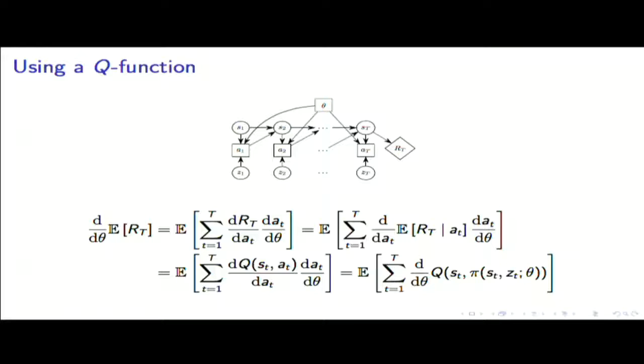And finally, we can pull this into one expression, Q, where we take the Q function of the state and then the action directly. And this is just applying the chain rule again, but in reverse. Does anyone have questions about any of these steps?